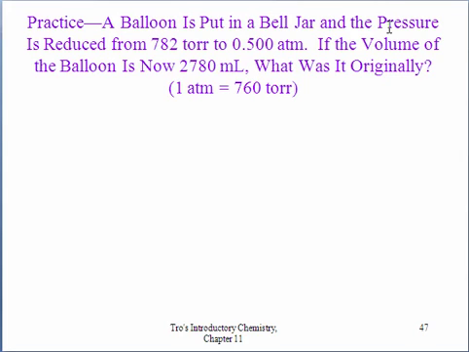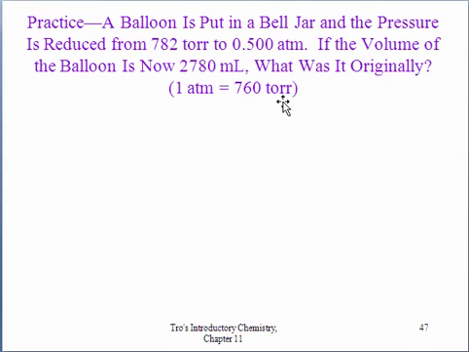Okay, now let's look at another problem. A balloon is put in a bell jar, and the pressure... a bell jar, by the way, is a jar that has an attachment to a vacuum, so you can reduce its pressure. A balloon is put in a bell jar, and the pressure is reduced from 782 torr to 0.5 atmospheres. If the volume of the balloon is now 2,780 milliliters, what was it originally?